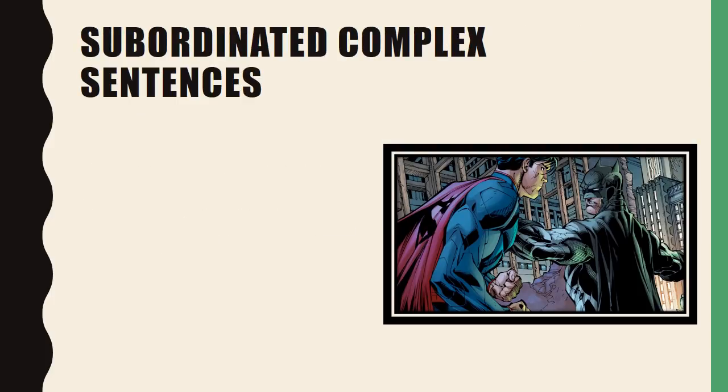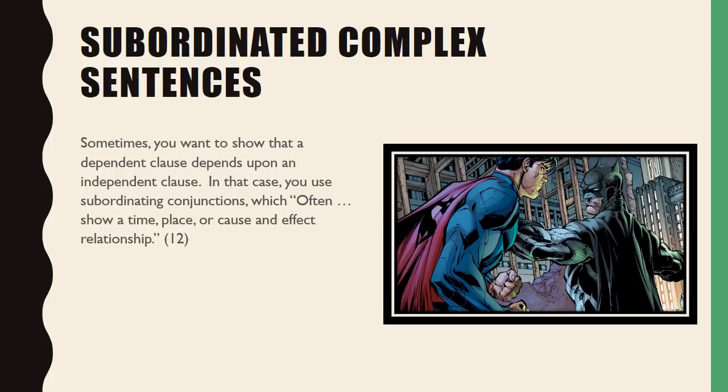There's one other type of complex sentence that we call a subordinated complex sentence, and that is when we want to show that a dependent clause depends upon an independent clause. So when we have a dependent clause and an independent clause, and we want it to be clear how they depend upon each other, then we use a subordinated complex sentence. So subordinating conjunctions accomplish this, usually because we want to show a time or a place or a cause and effect relationship.